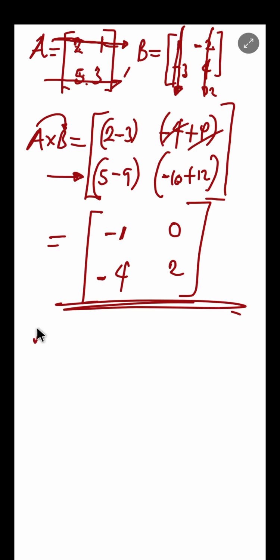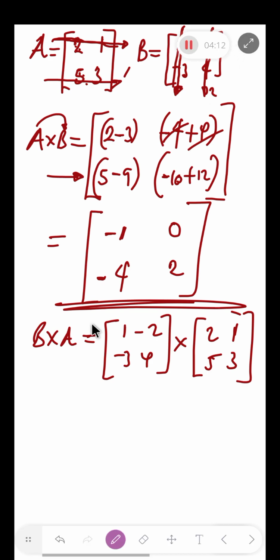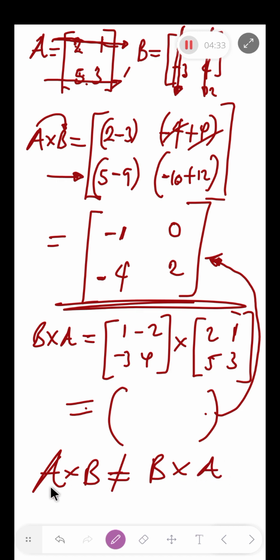So what if you try B cross A? B times A is 1, minus 2, minus 3, 4 times my A, which is 2, 1, 5, 3. So will they be equal? They can never be equal. So take note of that. It can never be equal. So you can try this as a classwork and then consider whether whatever you have as your B cross A is also the same thing as this. So just take note that whatever you have here can never be equal to this one. A cross B, which is the product, can never be equal to what? B cross A. It can never be equal to each other.